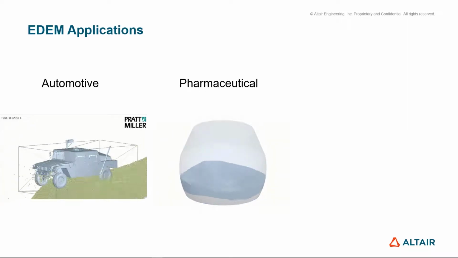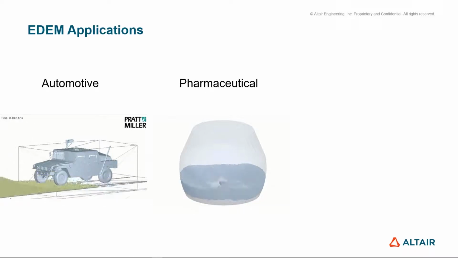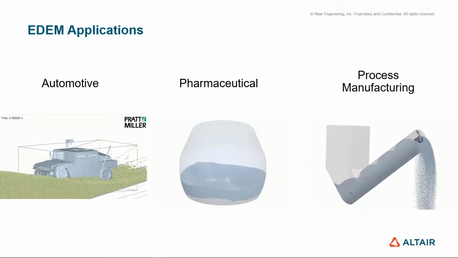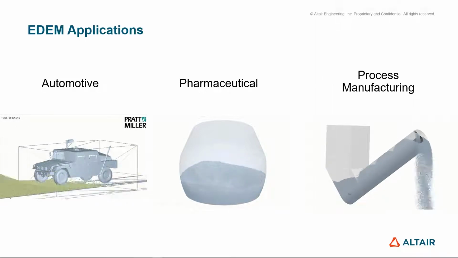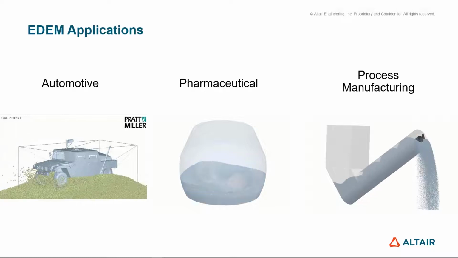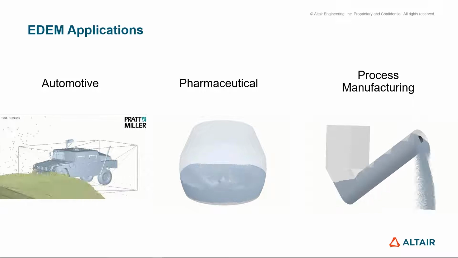We can also simulate mixing processes, for example powders, and analyze the mixing effectiveness by showing the concentration of each type of particles in the mixer. Another industry is process manufacturing, where EDEM can be used to optimize processes involving bulk solids such as powder mixing, tablet coating, milling, drying, and many others. You can really simulate so many different types of materials, including flexible materials.